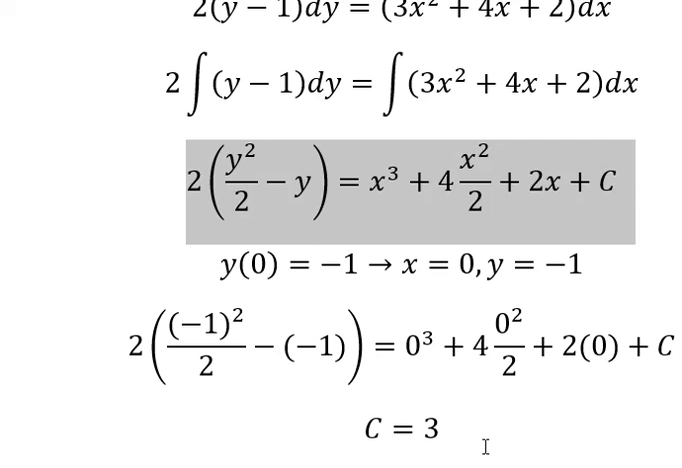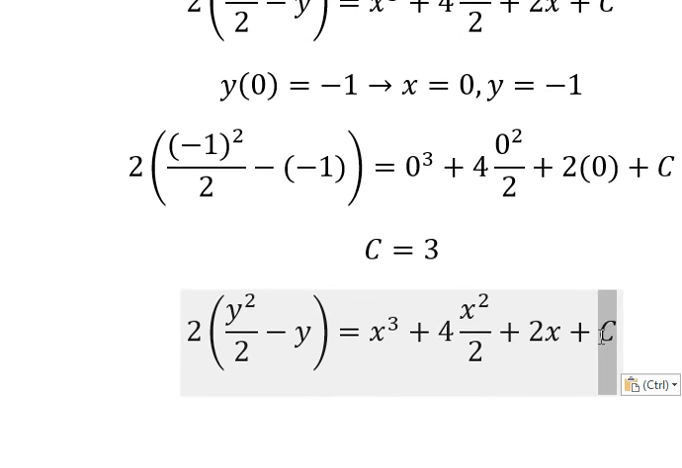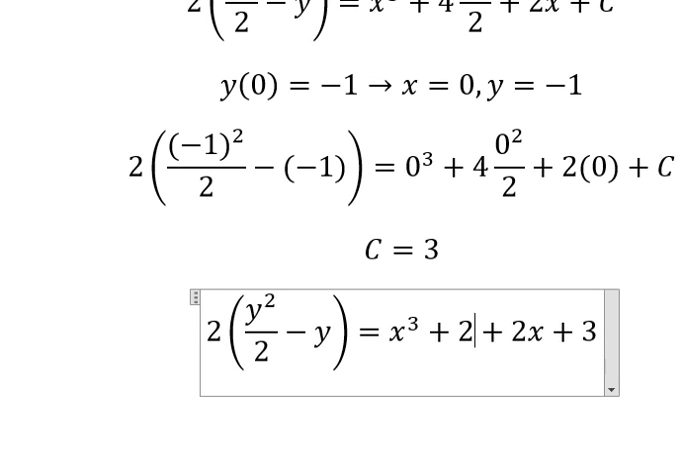And now we put 3 here. This one we have 2x squared.